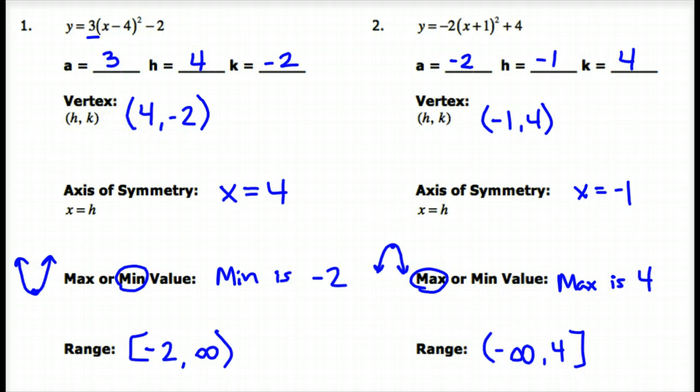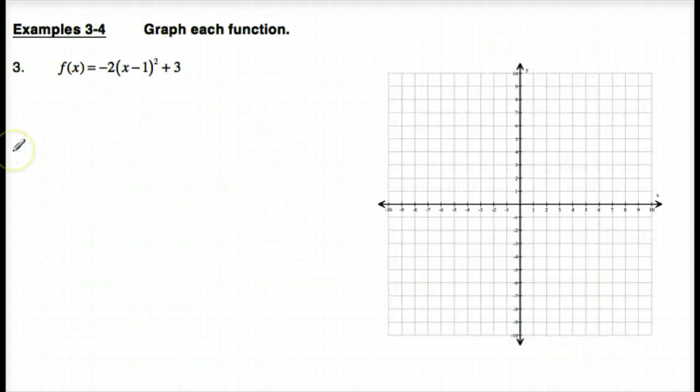Okay, now let's try graphing. Just a couple of graphs here on the back side. And again, we're going to go through the same process as we did for standard form. The only difference is how we find our vertex. So for number 3 here, f of x equals negative 2 times the quantity x minus 1 squared plus 3. We'll go ahead and we'll set up a t-chart.